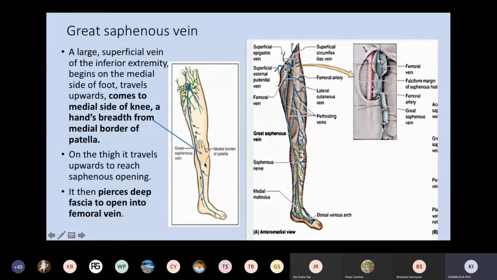This is 1 hand's breadth, and now here it is lying. So you can say that it is lying posteromedial to the patella at the knee joint. From here, it travels upwards on the medial side of the thigh, and as it goes up, it turns slightly laterally and goes to a place called the saphenous opening, which I am showing you here.